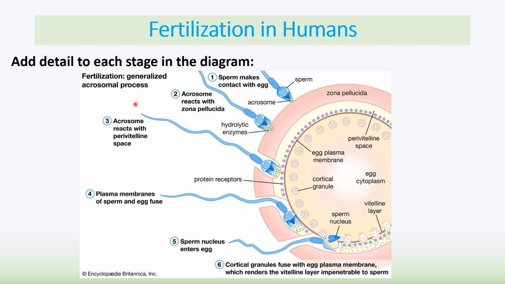That will then enter something called the perivitelline space, which we don't need to know that much detail about, and the plasma membrane of the egg and the sperm fuse, so the nucleus of the sperm enters the egg cytoplasm, and then cortical granules fuse with the egg plasma membrane, which renders the layer impenetrable. So remember, these contain enzymes that can merge with the zona pellucida, making it impermeable as a result.